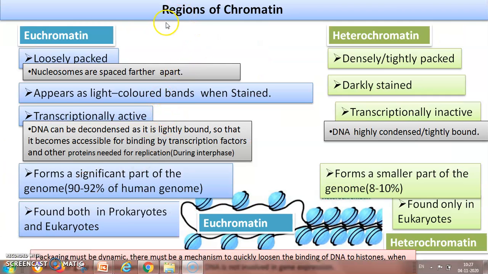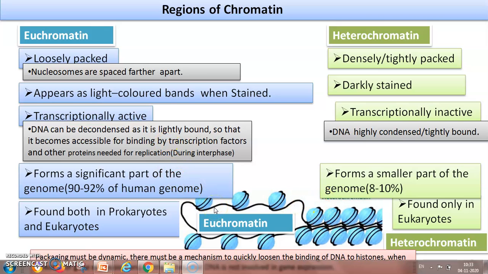Next, let us see the regions of chromatin. You will see different regions, namely euchromatin and heterochromatin. Euchromatin region is loosely packed. The nucleosomes are far apart, so they are loosely packed. Whereas heterochromatin is densely or tightly packed. The nucleosomes are very close to each other. So when you stain the cell, the euchromatin region appears light stained. Light colored bands are formed. Whereas on staining, heterochromatin appears very dark, dense or intense staining is seen.